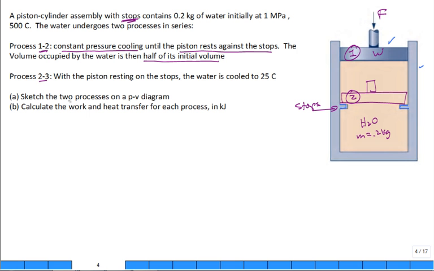Then you have process 2 to 3. With the piston resting on the stops, the water continues to be cooled, as it was in the first process 1 to 2. Now it continues from 2 to 3 until the water is 25 degrees C. The first part of the question is to sketch the two processes on a PV diagram.